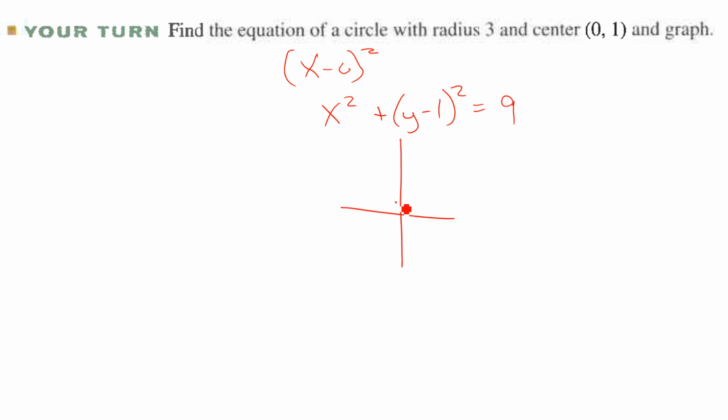We're at 0, 1 for our center. We'll go up 3: 1, 2, 3. We'll go right 3: 1, 2, 3. We'll go left 3 from the center. We'll go down 1, 2, 3 from the center and connect it with a nice circle.